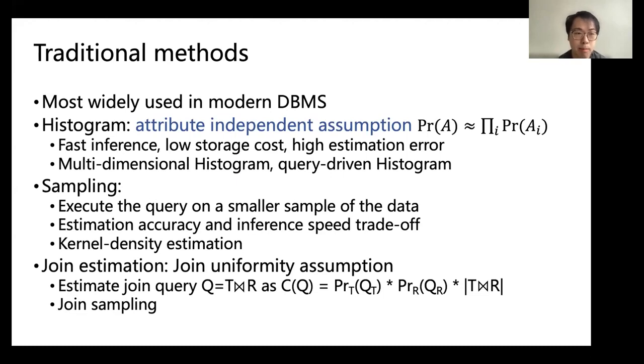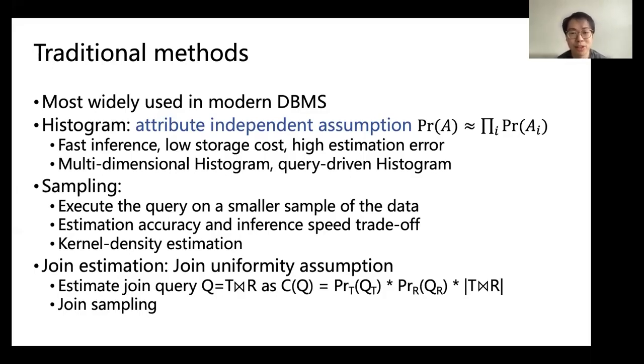The next popular method is the sampling method. The idea is quite simple. They execute the query on a smaller sample and divide by the sample rate to get the estimation of the real cardinality. It's apparent that its estimation accuracy and inference speed can trade off, because we can always use a larger sample for more accurate estimation.